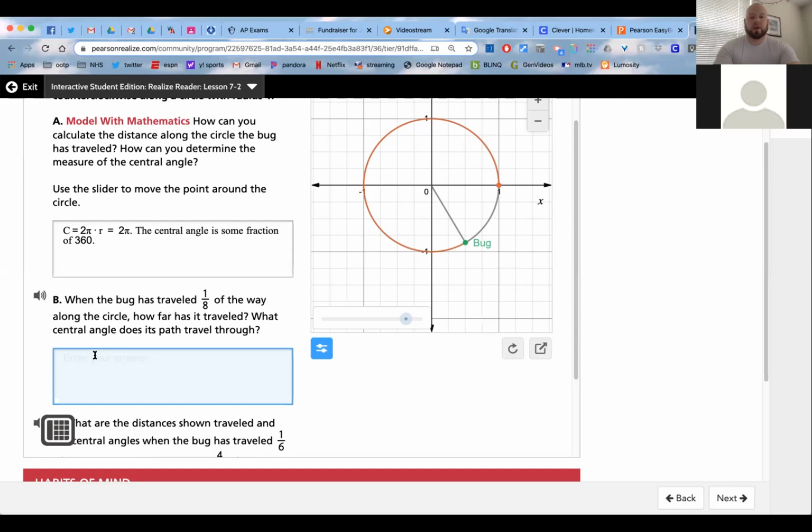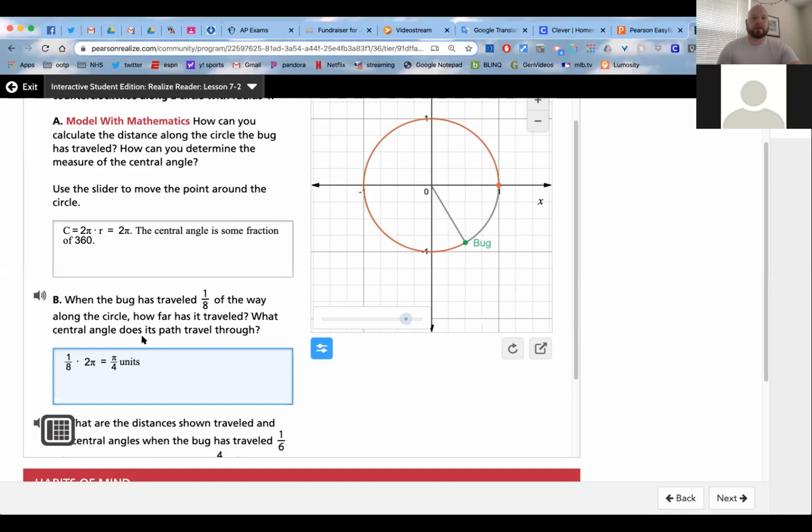So if we've traveled 1/8 of 2 pi, what does that equal? Well, 2 over 8 reduces to 1/4. So this becomes just pi over 4. So that's the distance it's traveled. And obviously there's no units here. They didn't tell me if this is inches or centimeters or feet or anything, so you could just say units. It's pi over 4 units. That's the distance along the circle it's traveled.